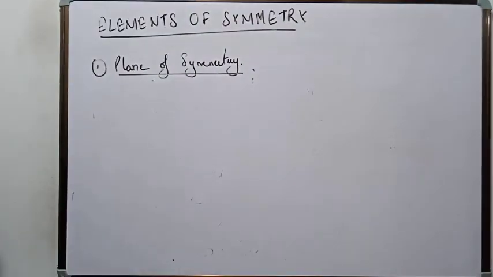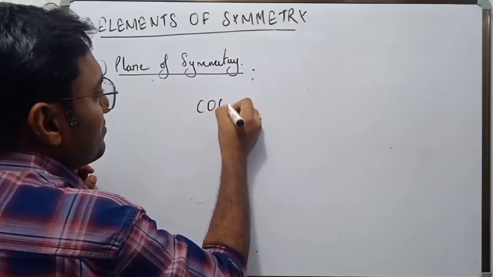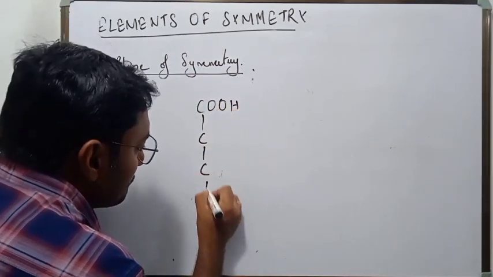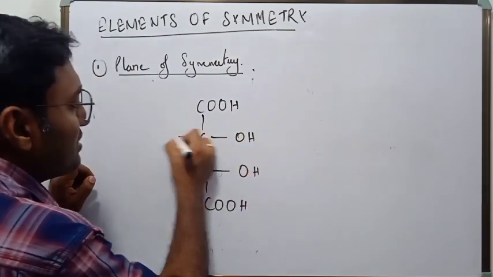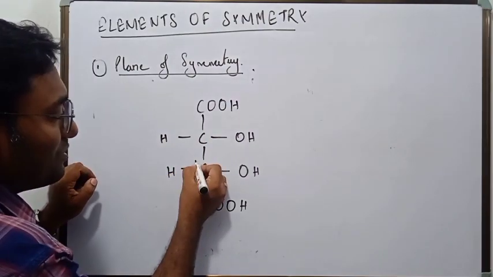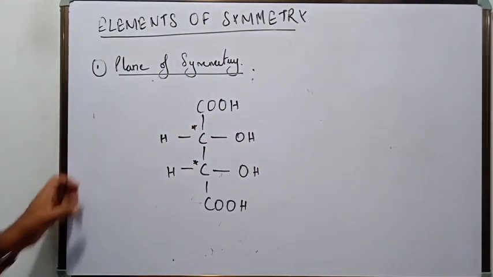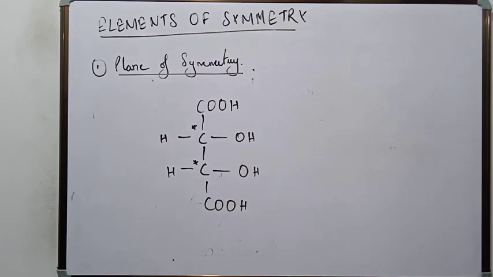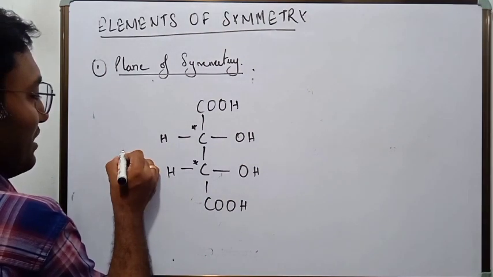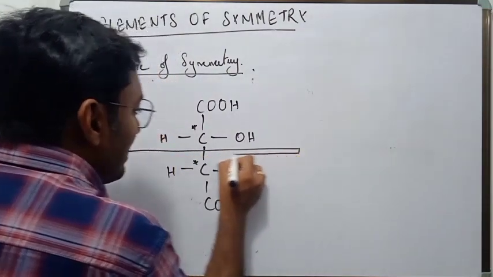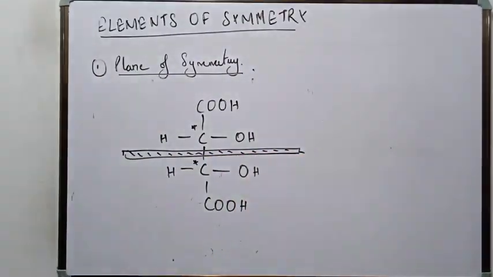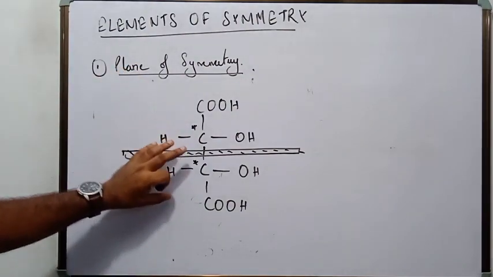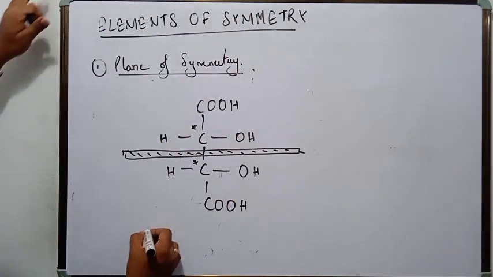One more example I will give to you. Mesotartaric acid. This is mesotartaric acid. Why is it called meso? Because it has chiral carbon atoms, but it is still achiral. That is why it is called meso. Why is it achiral? Because you can draw a plane that can bisect it into two equal halves. The one half is the mirror image of the other half. So here it has a plane of symmetry, right? So it is mesotartaric acid.